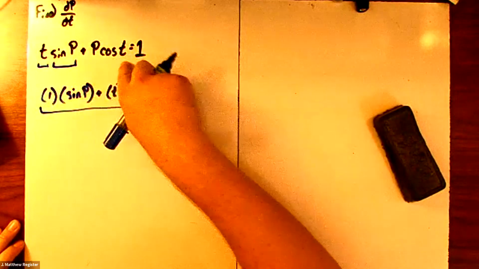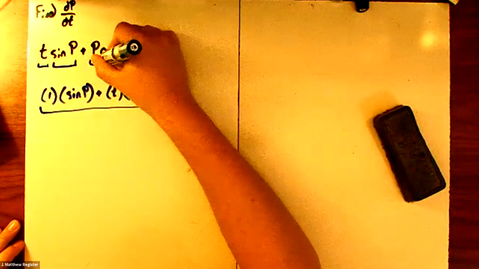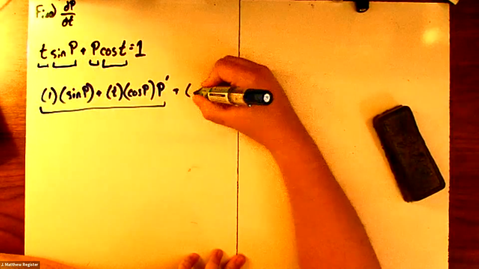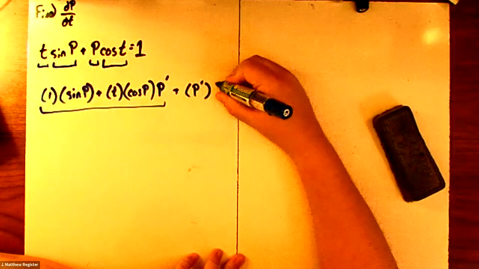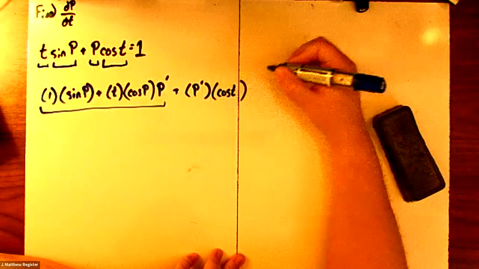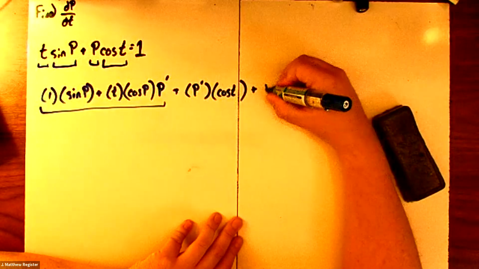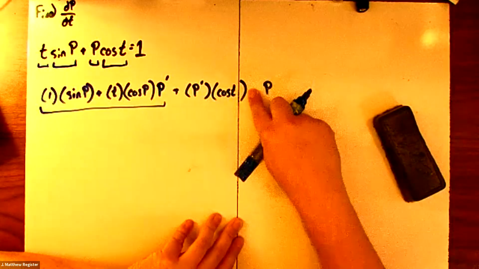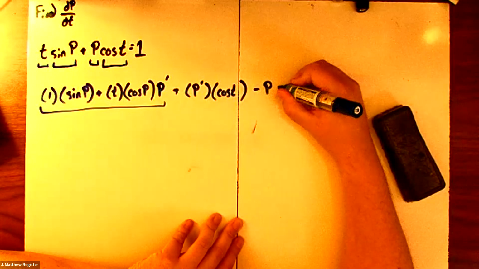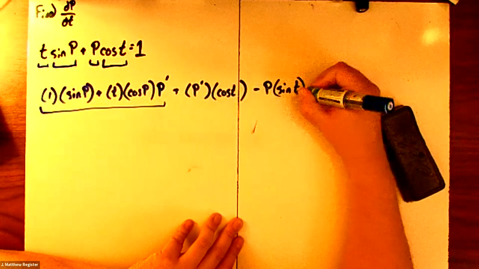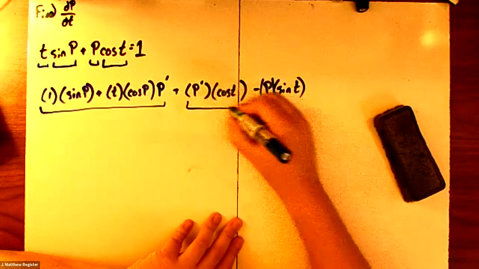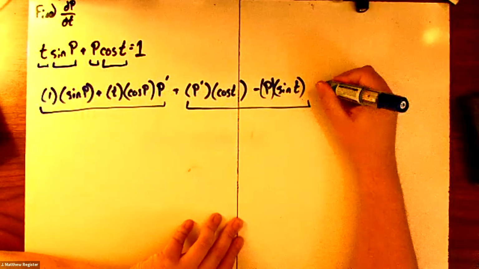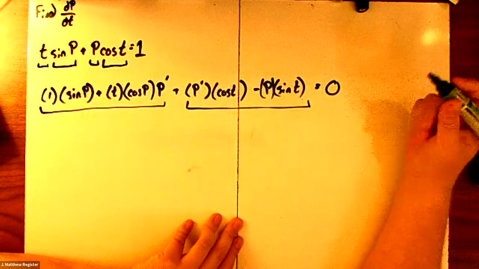Now we have to do the same thing for the p cosine of t. Well, the derivative of p with respect to t would just be p prime times cosine of t. And then that's going to be plus p times the derivative of cosine of t, which would be a negative sine of t. So that is the product rule for the second one. And then on the other side, the derivative of 1 is 0 because it's a constant.